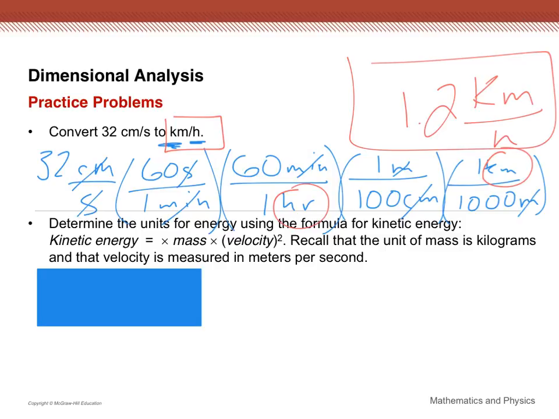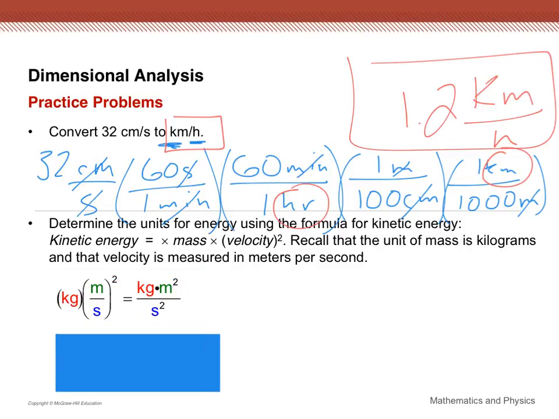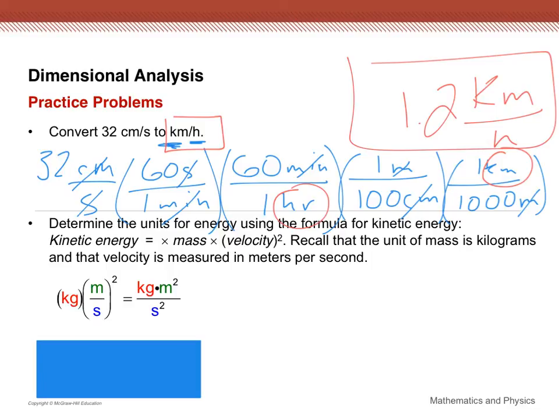We can also use this to determine the units of energy using the formula for kinetic energy. And we know the formula for kinetic energy is 1/2 the mass times the velocity squared, but more importantly, it's just the mass times the velocity squared. And so if we look at mass in kilograms, velocity in meters per second, when we square that, we get kilograms meters squared per second squared. And so that tells us the units for energy in the base units. And like I said before, we will give that a new name when we start talking about energy.